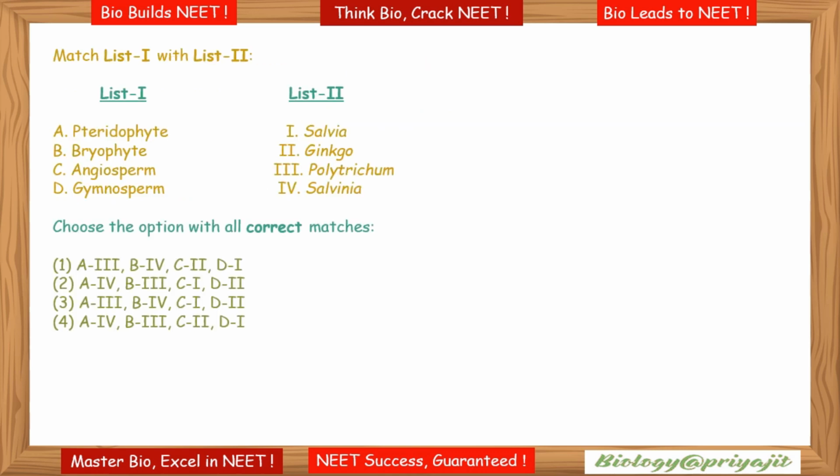There is a matching. Salvia is an angiosperm. Ginkgo is the gymnosperm. Polytrichum is the moss. Bryophyte is the Polytrichum, and Salvinia is the pteridophyte. So here the correct option will be option 2, A4 B3 C1 D2.